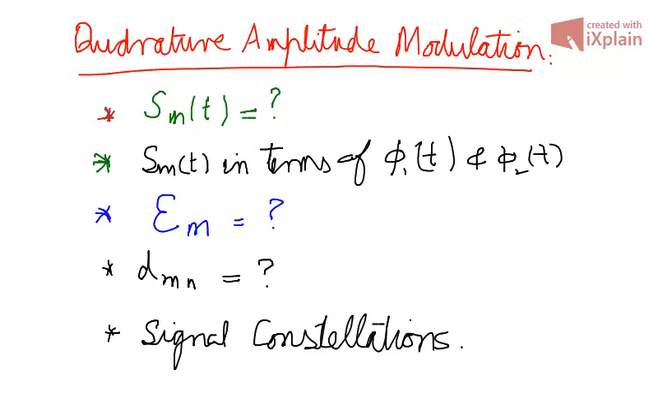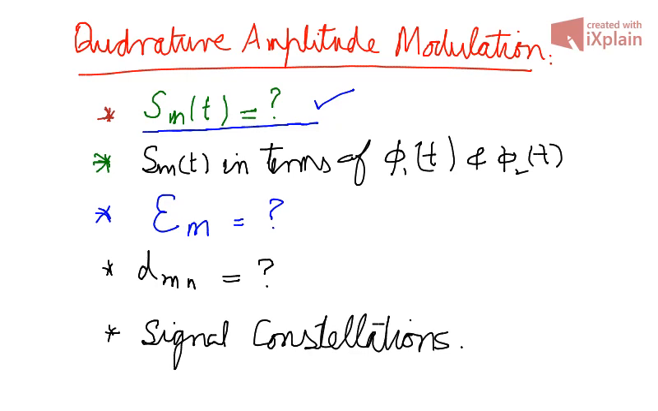Today we will learn about quadrature amplitude modulation. Specifically, we will talk about the waveform Sm of t for quadrature amplitude modulation, and we will see the mathematical expression that shows the waveform for the QAM signal.